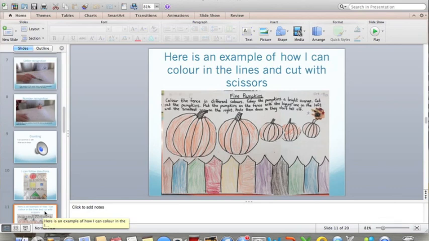And same with this slide, this just shows that they can color in the lines and that they are able to cut with scissors. So some of the fine motor skills there. The pumpkins in this particular picture were cut out with scissors.